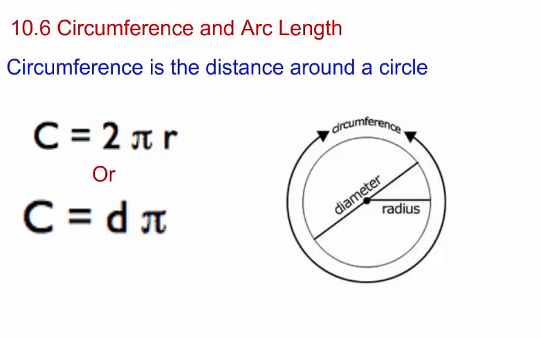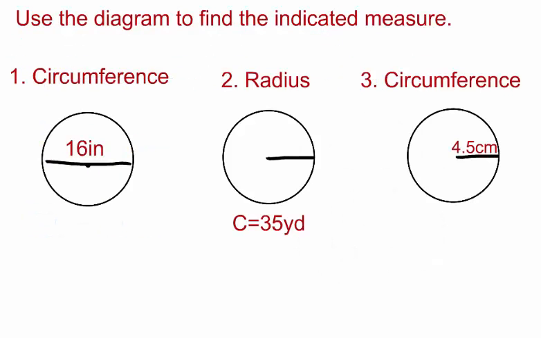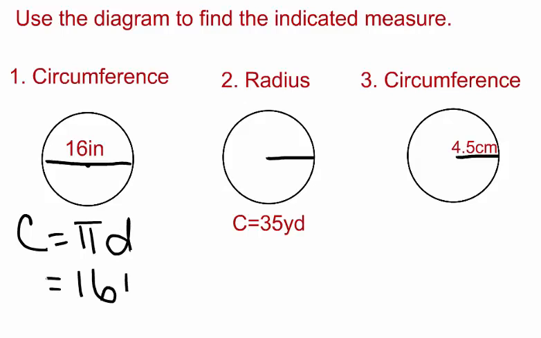So we're going to go through these three examples. And we're going to use the diagram to find the indicated measure. If it's asking for circumference, I'm going to be leaving everything in terms of pi. For the first one, 16 inches is the diameter, so C equals pi d, we can use that one. And it's just simply 16 pi. And since it's circumference, we just can leave it in terms of inches. So that's the circumference of the first circle.